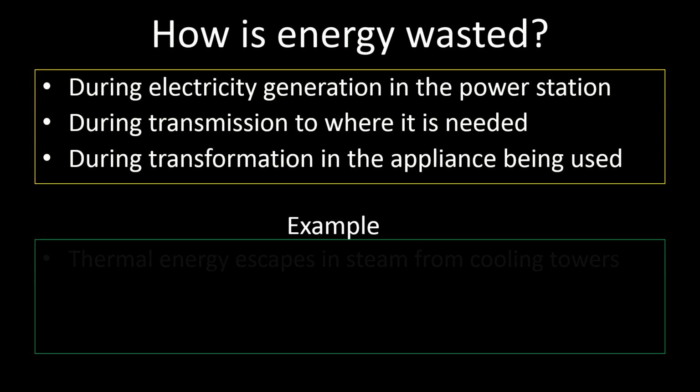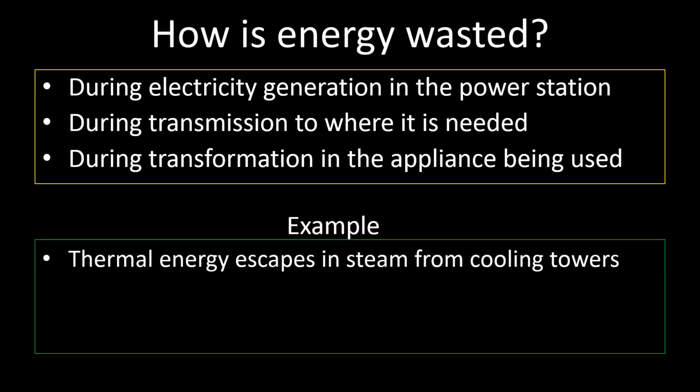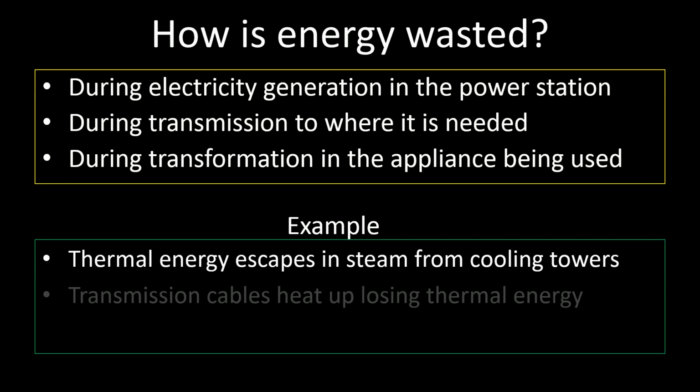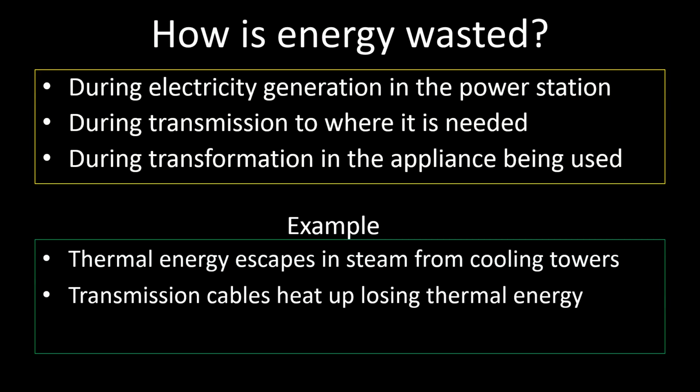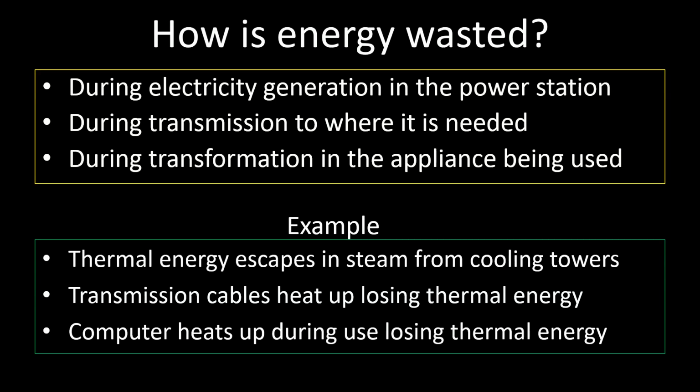Okay, so here's an example of that. If we're using a thermal power station, like a coal power station which uses hot steam, then some of the energy escapes in the form of thermal energy escaping from the steam and the cooling towers. In the national grid, even though there are steps taken to reduce it, which is to use high voltage, the transmission cables will heat up and they will therefore lose thermal energy to the surroundings. And a computer, say, connected to the mains will heat up during use and it will lose thermal energy that way as well. So that's just an example of those three things.